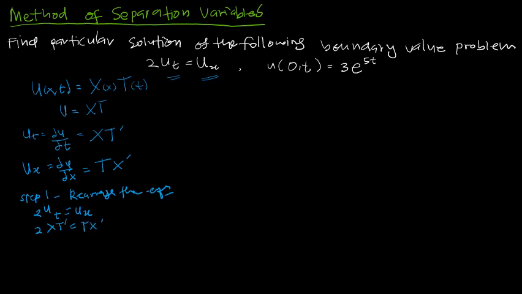Next we can rearrange this. We remain t on the left side, so we have 2t prime over t equal to, bringing x to the right side, x prime over x. The 2 can be on either side, but I just want to remain it on the left side here.